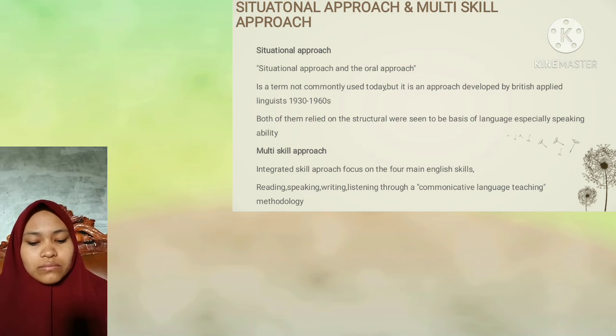The situational approach's basic premise is that different situations demand different types of leadership. This approach was developed by Hersey and Blanchard. Oral approach and situational language teaching relied on the structural view of language. Both speech and structure were seen to be the basis of language, and especially speaking ability.